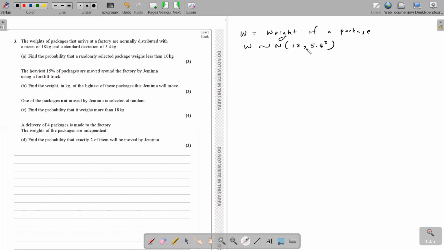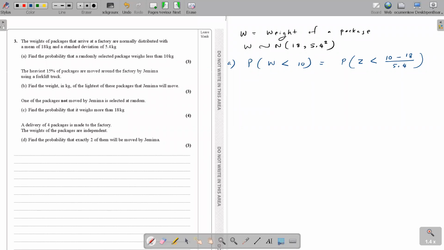Okay. So find the probability that a randomly selected package weighs less than 10 kilograms. So what do you do here? In part A, the probability that the weight is less than 10 kilograms. This is quite simple, children. Let's turn it to standard normal. W becomes Z. From 10, you have to subtract the mean and divide by what? You divide by the standard deviation, right? That's the rule to convert a normal distribution to standard normal: subtract the mean and divide by sigma.